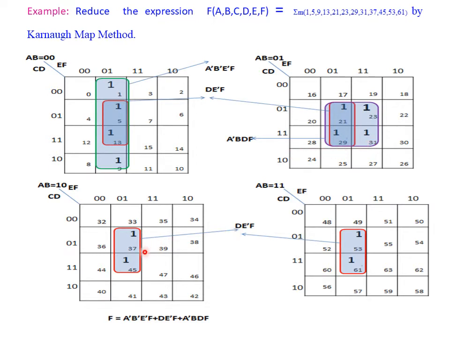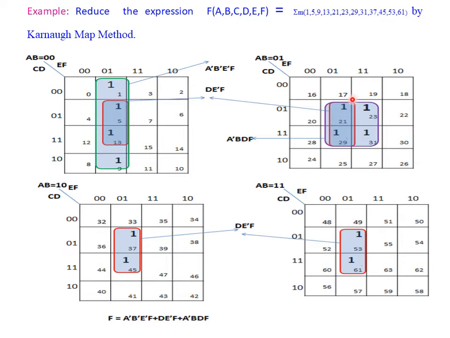Now we will see how to write the expressions. The red color grouping is common for all the K maps, so the AB term is eliminated. Then we write D, E bar and F. Now let's write the expression for the green color. Green is present only in this K map, so we write A bar, B bar, then E bar, F.